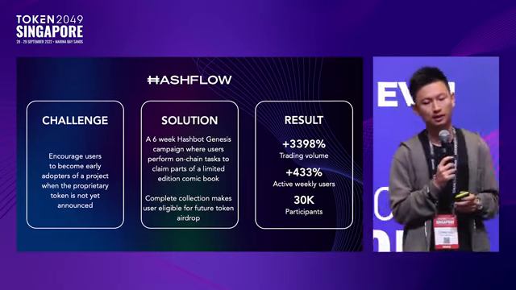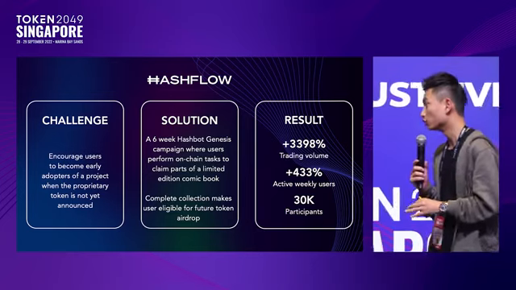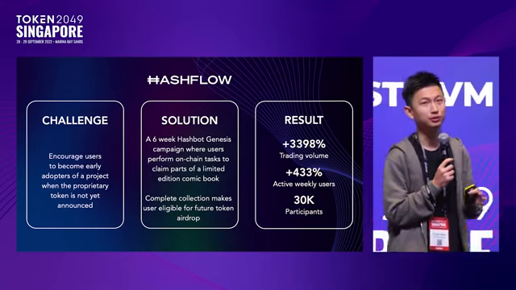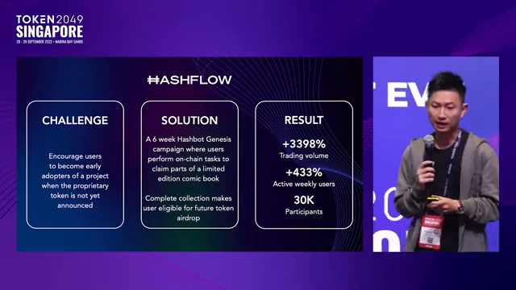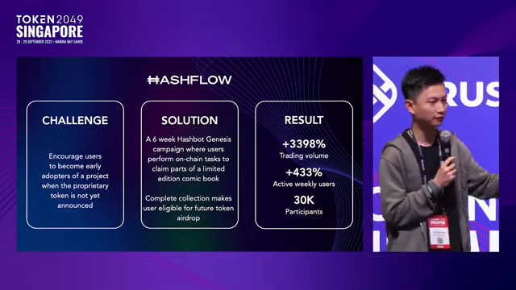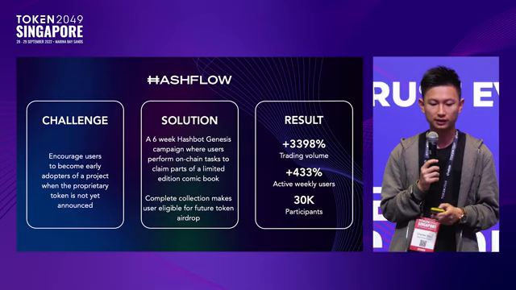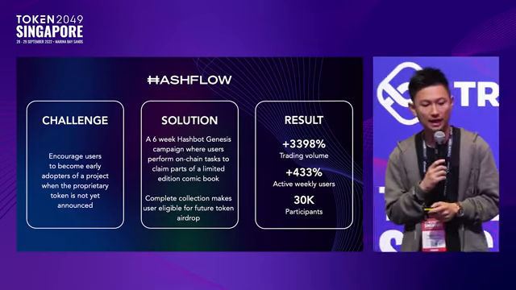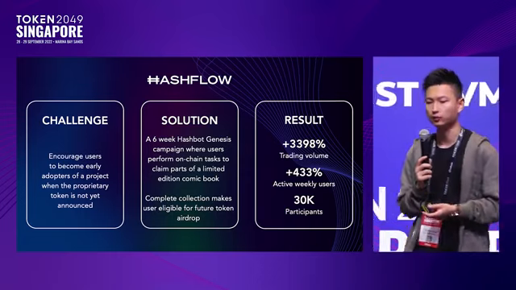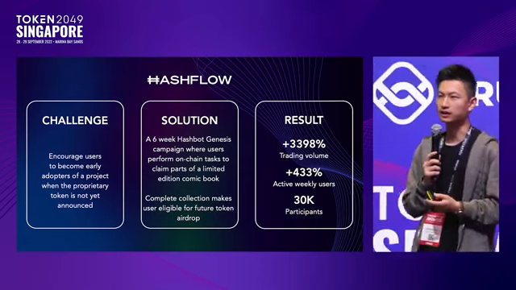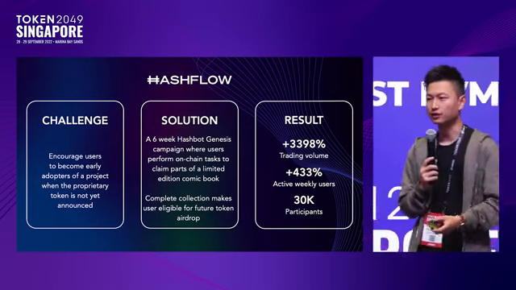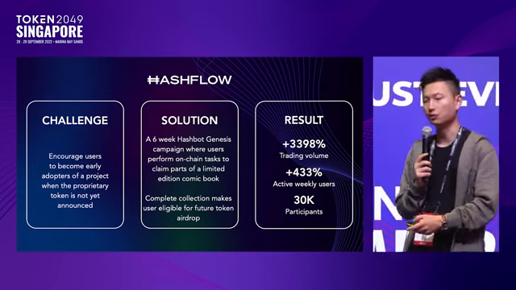We saw their monthly trading volume jump from $30 million a month to $2 billion. The result, like I said, was a 98% increase in trading volume, and four times more active weekly users. In total we saw 30K participants. So Hashflow is one of the cases for DEX growth.